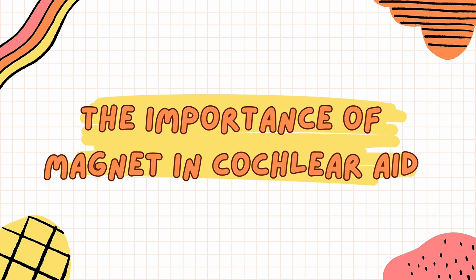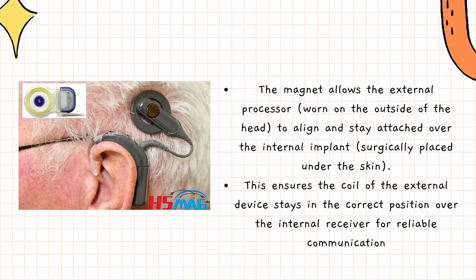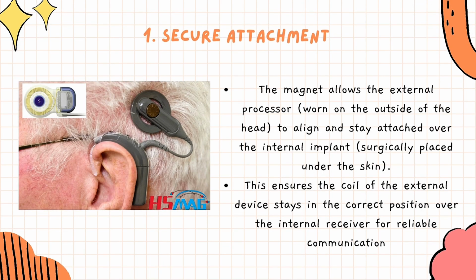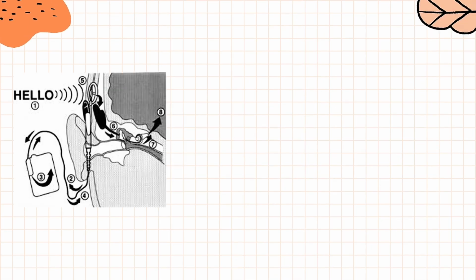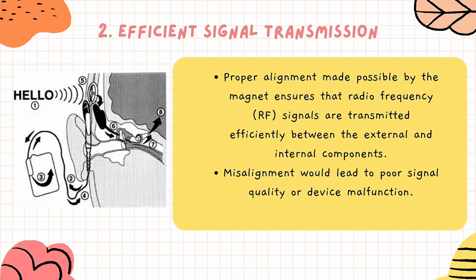Then, let's see the importance of magnet in cochlear aid. First, to secure the attachment. The magnet allows the external processor worn on the outside of the head to align and stay attached over the internal implant that is surgically placed under the skin. This ensures the coil of the external device stays in the correct position over the internal receiver for reliable communication. The second importance of magnet in this device is efficient signal transmission. Proper alignment made possible by the magnet ensures that radio frequency signals are transmitted efficiently between the external and internal components. Misalignment would lead to poor signal quality or device malfunction.